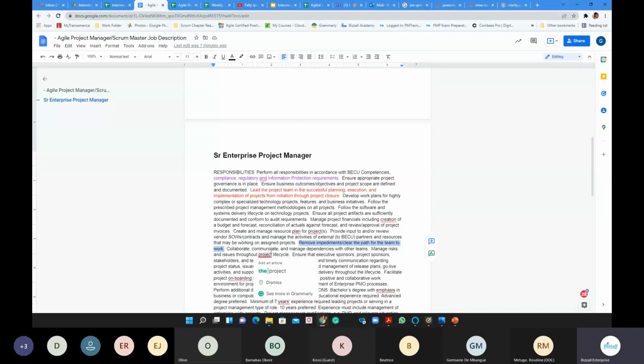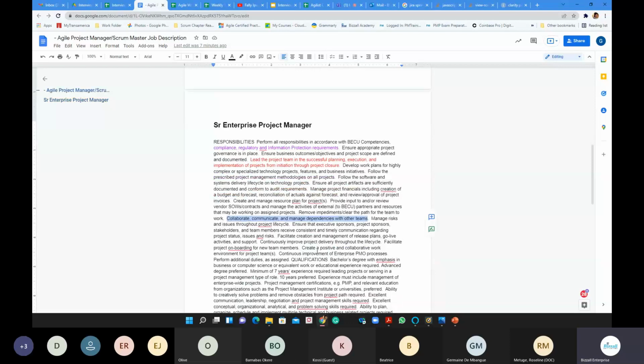Collaborate, communicate, and manage dependencies with other teams. This is very important. Like if you are doing a project and that project depends on another project to be able to get something, to be able to complete their project, then you have to make sure that you communicate with that team so that they give you whatever you need to be able to complete your own project.